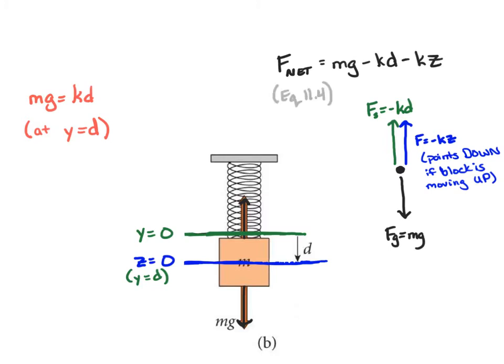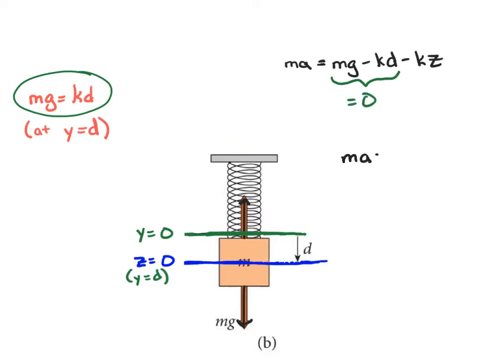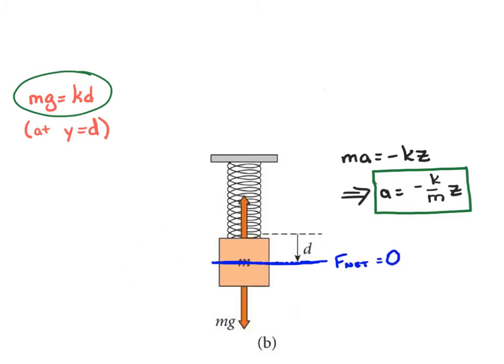Since we also know that the net force on the block can be just as well described by F equals ma, we can set ma equal to mg minus kd minus kz. And since mg minus kd is just 0, this returns us to our familiar equation of motion, a equals negative k over m times z. This whole setup just shows that no matter how many forces are at play and how they are oriented, the block on the spring will oscillate around the point where the net force on the block is 0, and it will oscillate around that point as if there are no other forces involved.